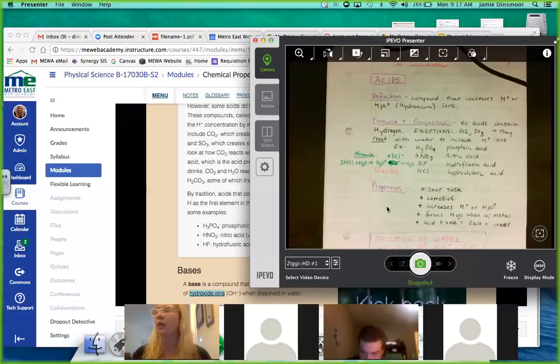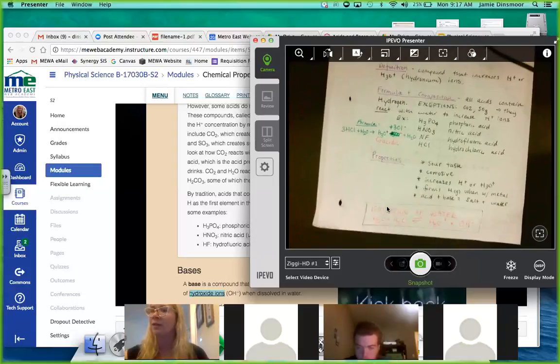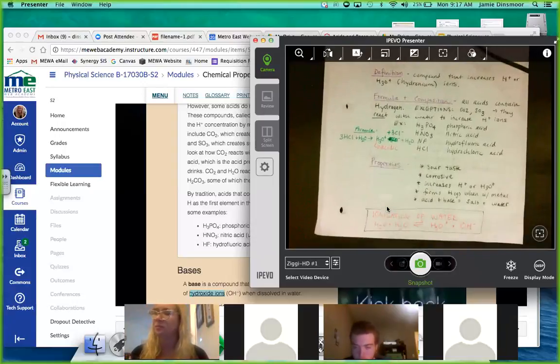Now, another interesting thing that they don't mention in this lesson that I thought was important to mention here is that water by itself ionizes. So when you have multiple molecules of water together, they ionize the water molecules to get a hydronium and a hydroxide, which we're about to learn is for a base. So water does that on its own.